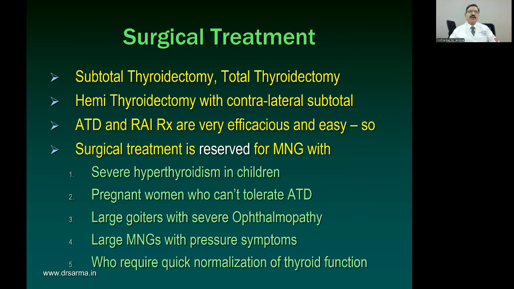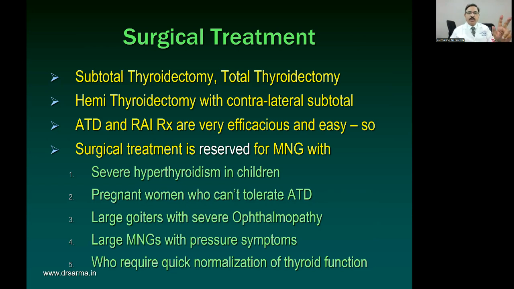Now, the surgical treatment. What surgery is available? Subtotal thyroidectomy, total thyroidectomy, hemithyroidectomy with contralateral subtotal. ATD and radioiodine treatment are very efficacious and easy, so surgical treatment is reserved for multinodular goiter. We have two wonderful weapons in hand: ATD for Graves, and radioiodine for MNG and other conditions. Surgery is required only when they are not responding, or in children and pregnant women who cannot tolerate ATD.